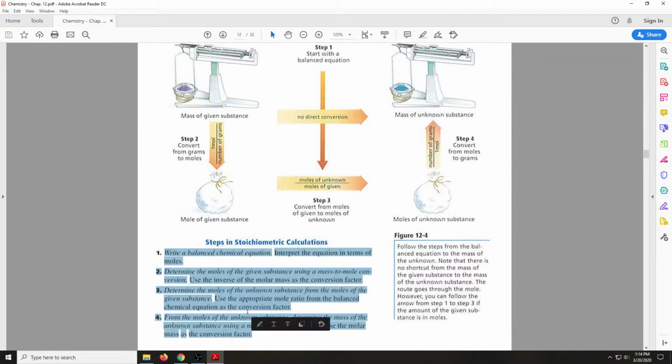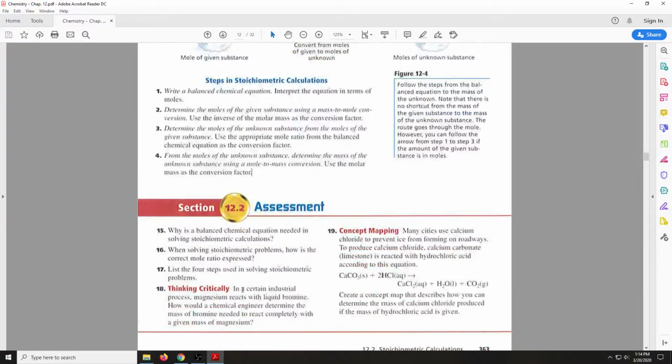So here are some steps. I did not read these steps, and I'm not going to, but I would definitely read those. It's part of your homework, actually. Right there.